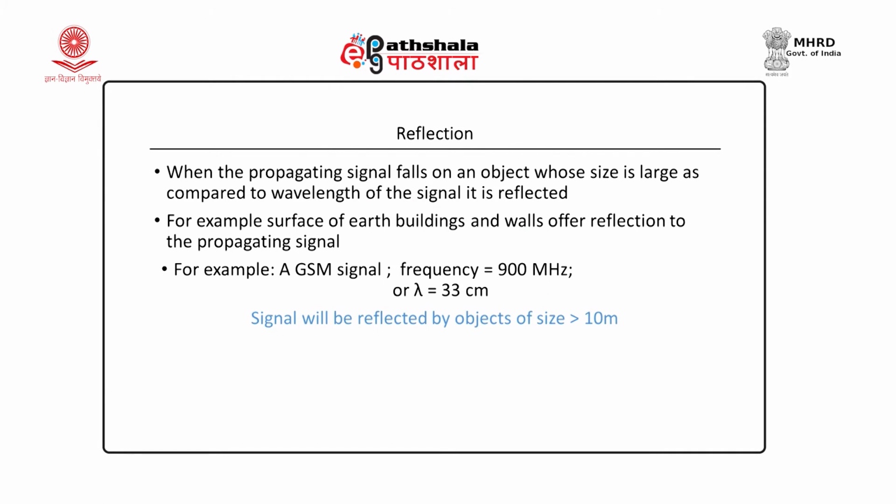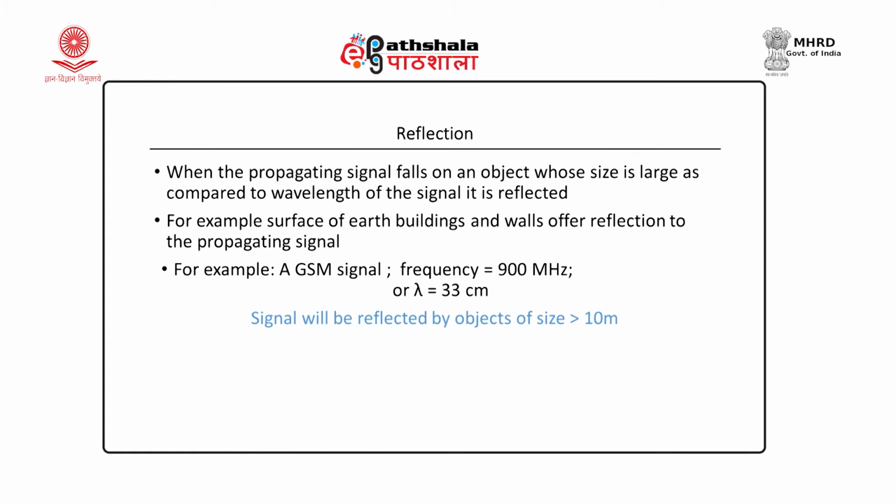What is reflection? You might have also studied it in your lower classes. When the propagating signal falls on an object whose size is large as compared to the wavelength of the signal, it gets reflected. So, big buildings, big vehicles, water, everything will offer reflection to the propagating signal. When I talk about radio waves, their frequency is less, but the wavelength is very large. Hence, the objects which reflect radio waves would be the bigger objects.